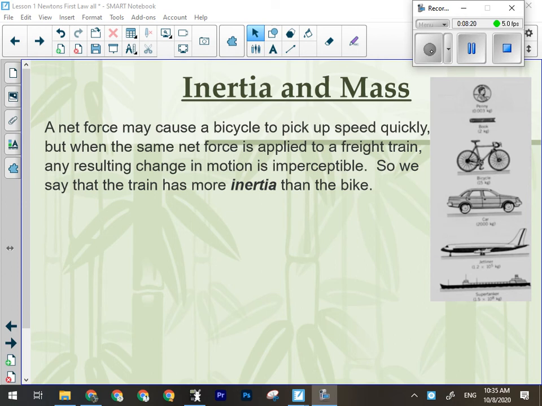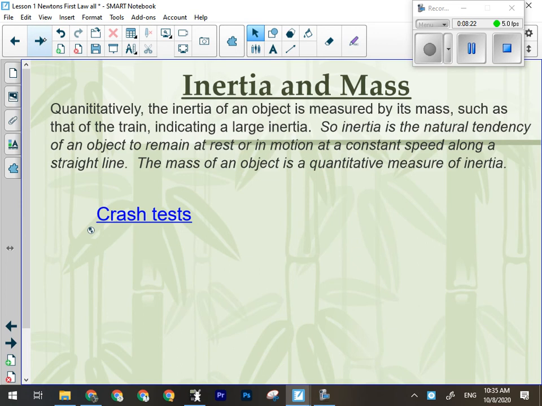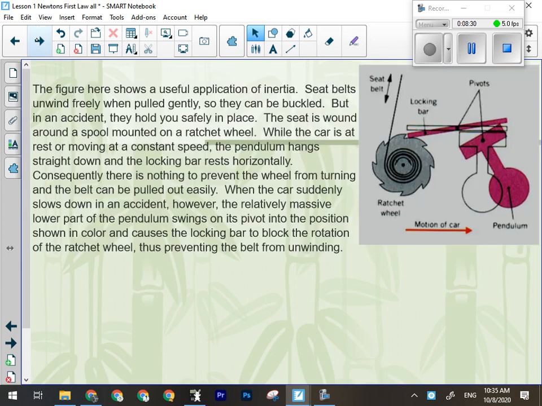All right. Okay, so we're looking at that. So remember, quantitatively, inertia of an object is measured by its mass. So the train has a larger mass, thus it has more inertia. That's what we're looking at there. Now, here's how your seatbelt works.